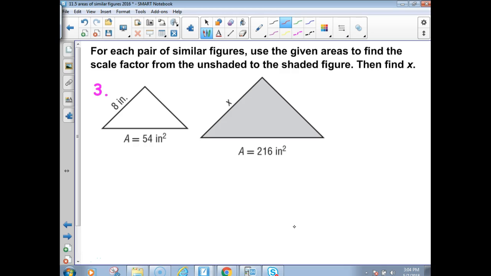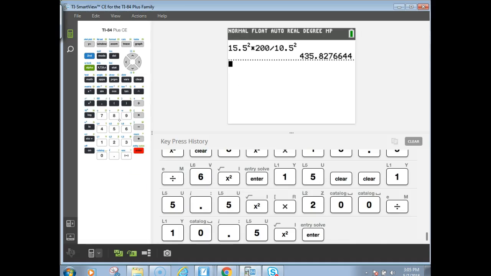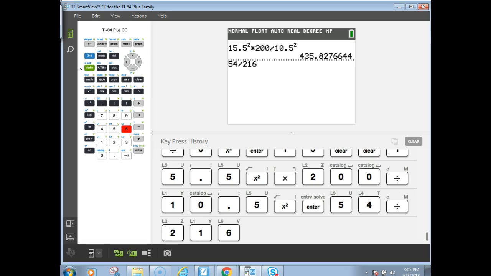All right. For each pair of similar figures, use the given measure areas to find the scale factor from the unshaded to the shaded figure, then find x. All right. So I got a ratio of the areas, our ratio of 54 to 216. Well, you could have your calculator reduce this for us, and that would give you the scale factor. Let's see what it is. 54 divided by 216. You can hit math enter. And you get a reduced fraction of 1/4.